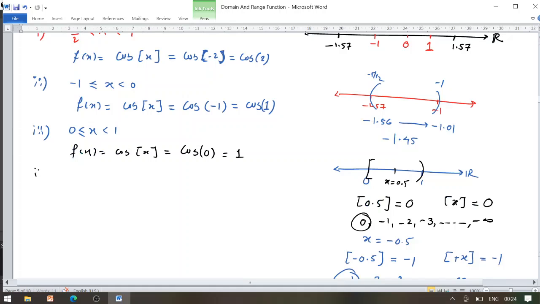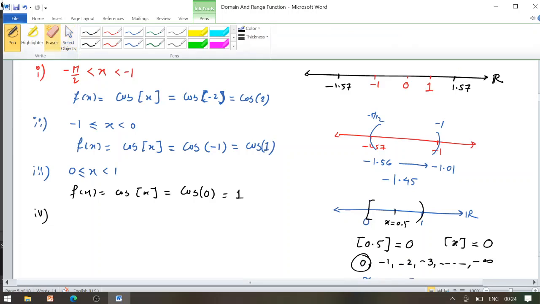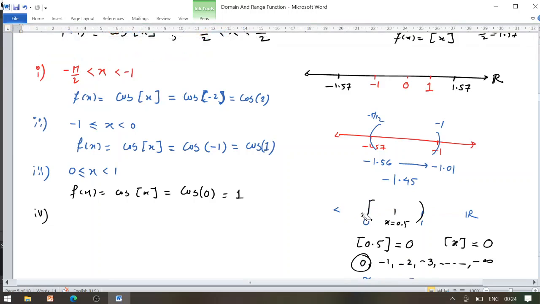Now we are going to consider the fourth interval. The fourth interval is of the form where 1 is included while 1.57, which is pi by 2, is not included. So for that I would like to consider the semi-closed interval from 1 to 1.57, ultimately pi by 2, because as per the given domain, pi by 2 is not included in that interval.